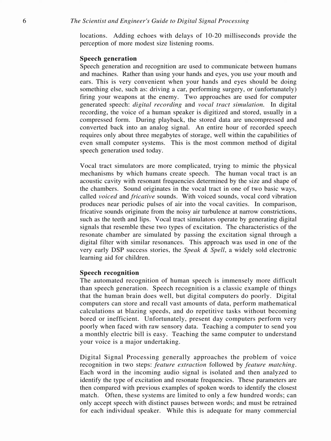Digital signal processing generally approaches the problem of voice recognition in two steps: feature extraction followed by feature matching. Each word in the incoming audio signal is isolated and then analyzed to identify the type of excitation and resonant frequencies. These parameters are then compared with previous examples of spoken words to identify the closest match. Often, these systems are limited to only a few hundred words, can only accept speech with distinct pauses between words, and must be retrained for each individual speaker.